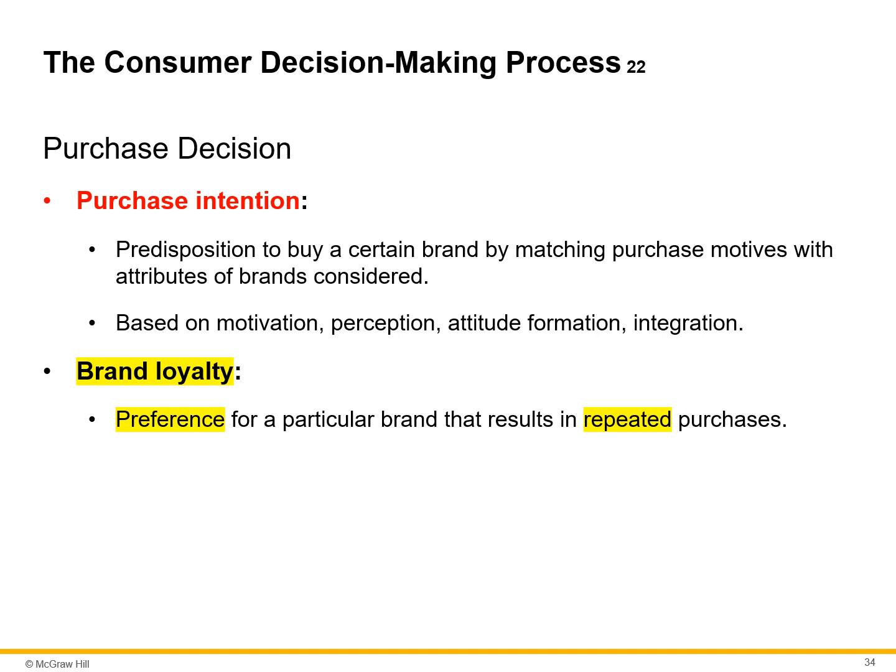Make a decision to purchase. Purchase intention. You have to have the intention to purchase. What's purchase intention? Purchase intention is the predisposition to buy a certain brand by matching purchase motives with the attributes of brands considered. It's based on motivation, perception, attitude formation, and integration. You have the motivation, you have good perception, you have a good attitude towards it, to integrate all the things considered, then you form this purchase intention. Purchase intention, the decision to buy.